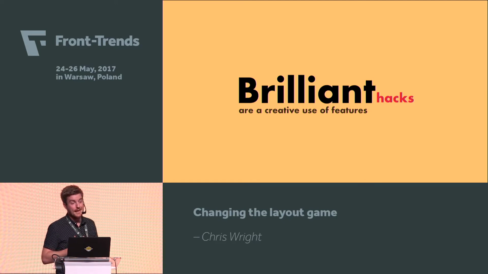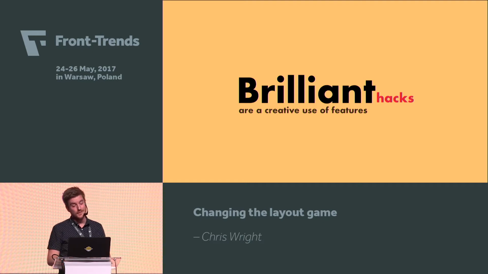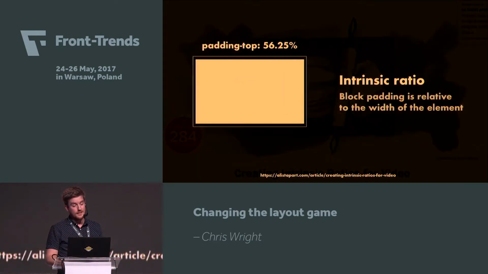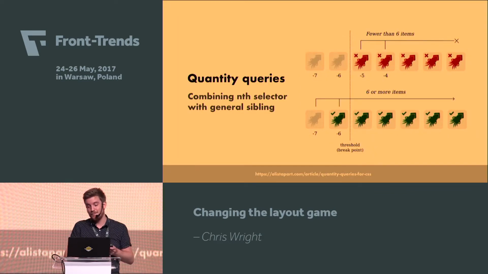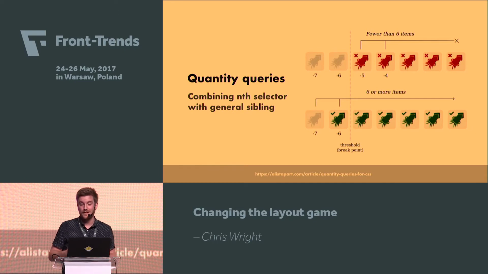I think a brilliant hack is one that uses the unique properties of features to get a result. Thierry Koblentz's technique for intrinsic ratio is an example of this kind of brilliant hack. It uses the fact that padding is calculated off the width of the block to produce intrinsic ratios for fluid media. And I think Heydon Pickering's quantity queries are another one that I would put into this category, which uses nth selectors and the general sibling combinator.